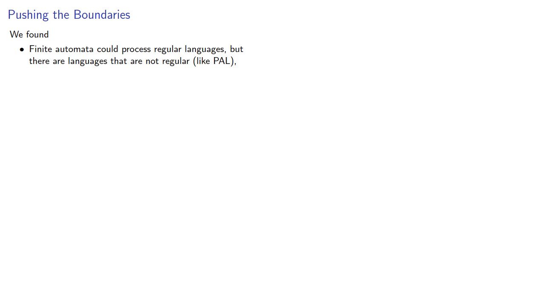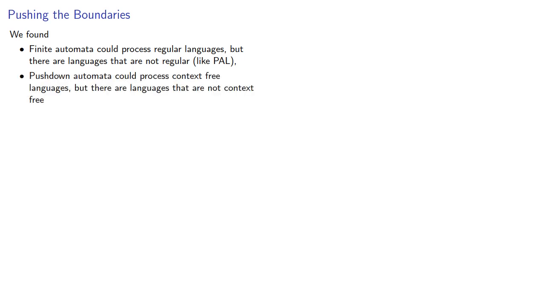So what does this mean? We found that finite automata could process regular languages, but there are languages that are not regular, like the language of palindromes. To deal with these languages, we created pushdown automata, and pushdown automata could process context-free languages, but there are languages that are not context-free. To process these languages, we need a new approach, and we'll take a look at that next.